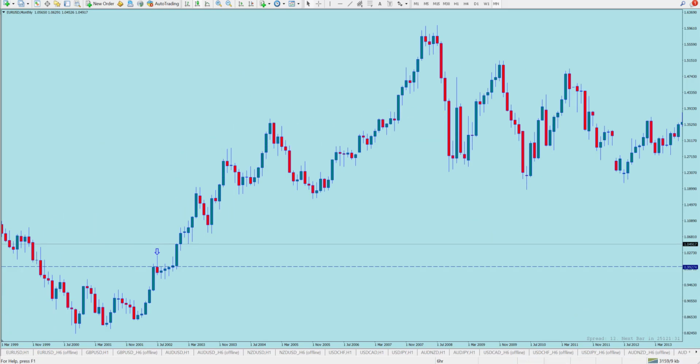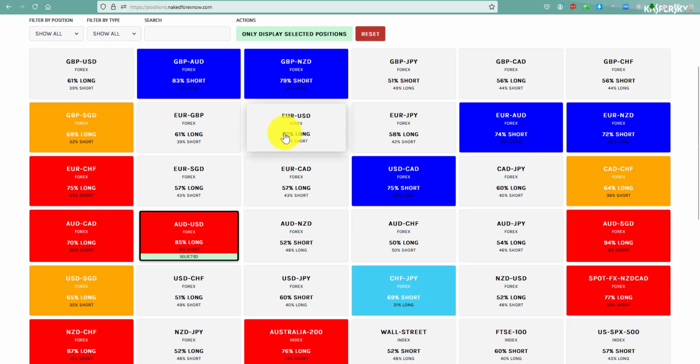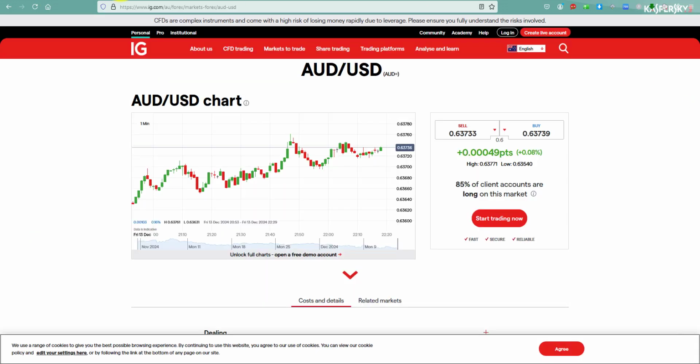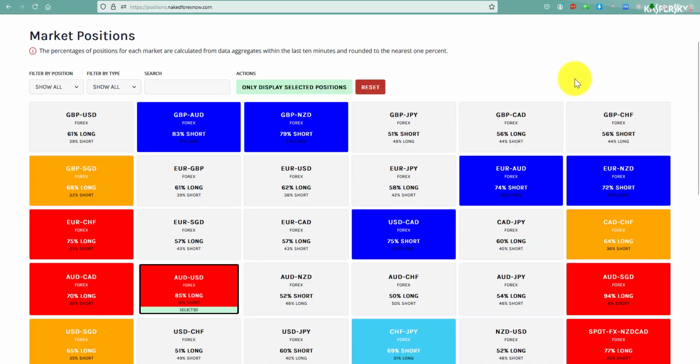So how do we do this? I'll explain. There's a rhythm to it. You can actually see exactly what the crowd is doing over time. My programmer created this page so it pulls all the data from IG, but you can just go to IG. If you're not in the private forum at nakedforexnow.com, then you won't be able to get this page, but that's okay. You don't need it.